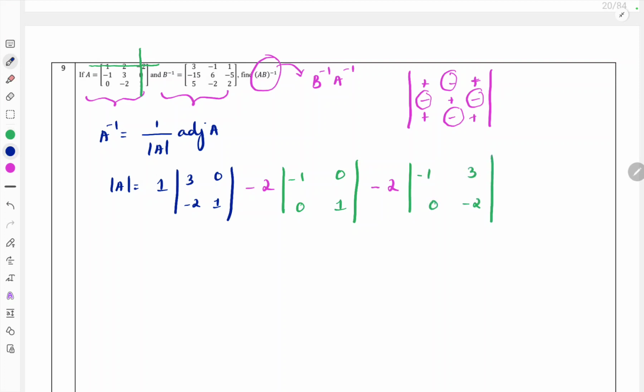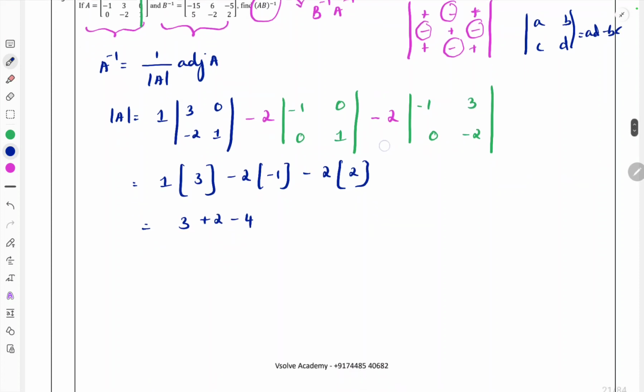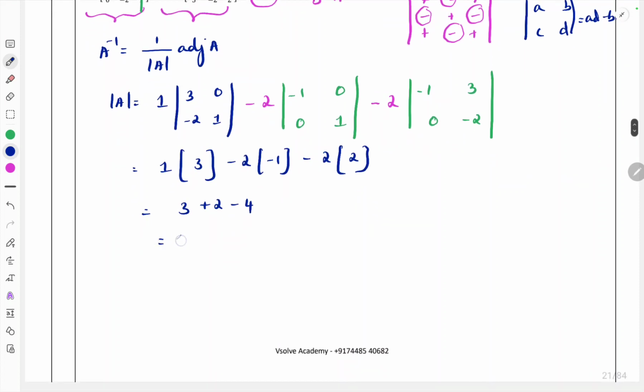Now we know how to find the determinant of a 2 cross 2 matrix A, B, C, D: just AD minus BC. So we have to just apply that. 1 into 3 minus 0, no need to write. Minus 2 into minus 1, then again 0, no need to write. So minus 2 into minus 1 into minus 2, it is just 2. Then again 0, no need to write. So 3 minus 2 into minus 1 plus 2. And here it is minus 4. So 3 plus 2, 5. So 5 minus 4 is 1. So we got determinant of A equal to 1.